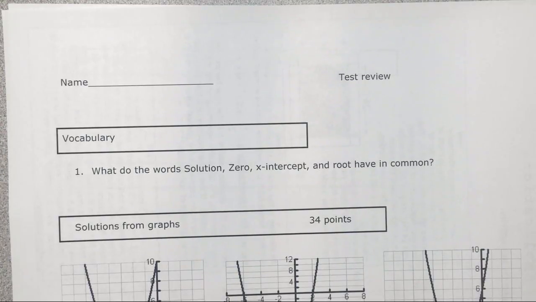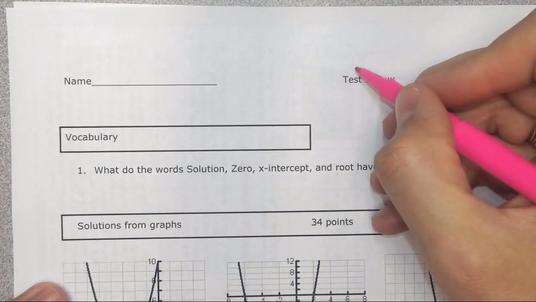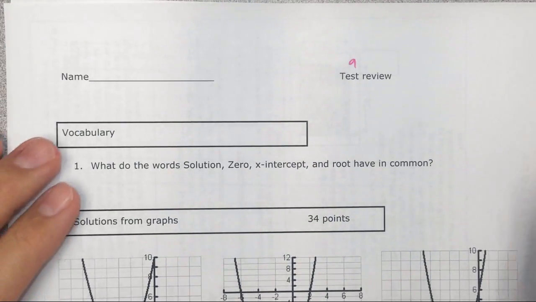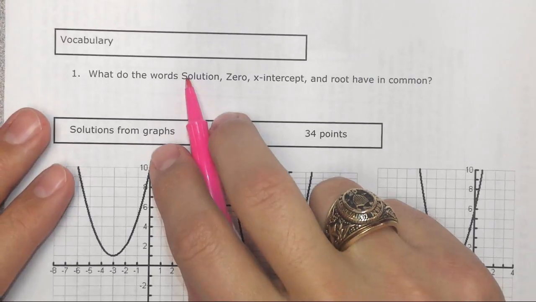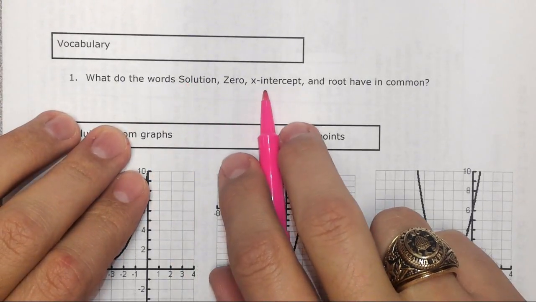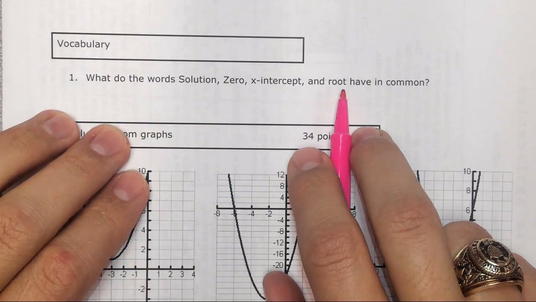Okay, we're looking at the review for test number 9. This is quadratic equations number 1. First thing we're going to talk about is vocabulary. We have solution, 0, x-intercept, and root. Basically all the same thing.